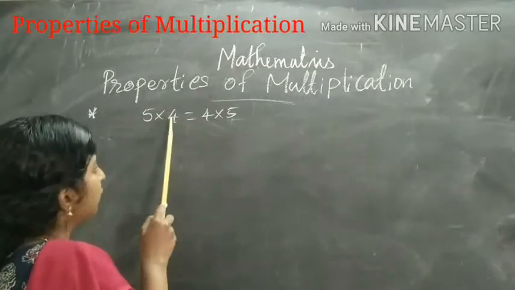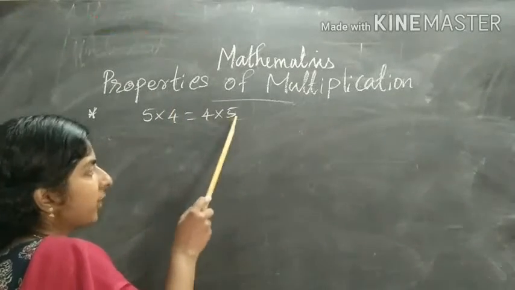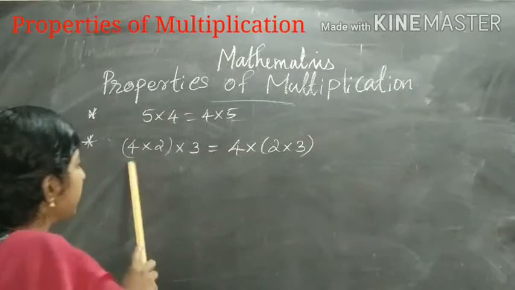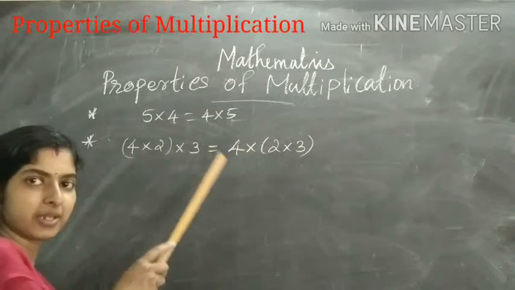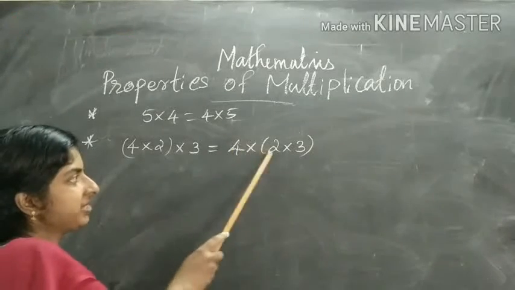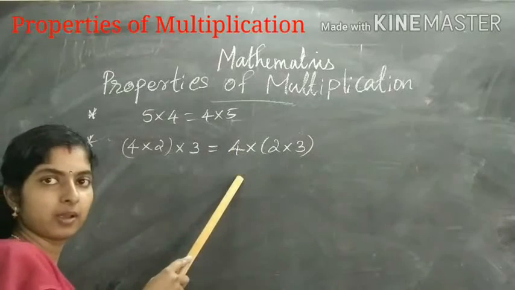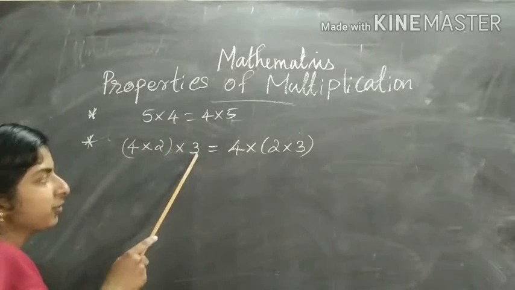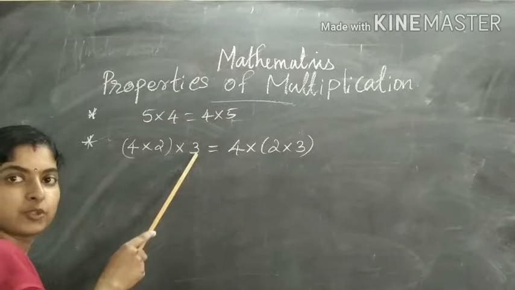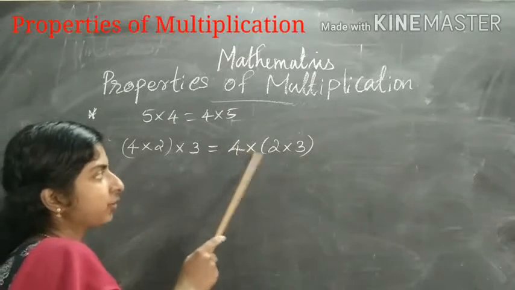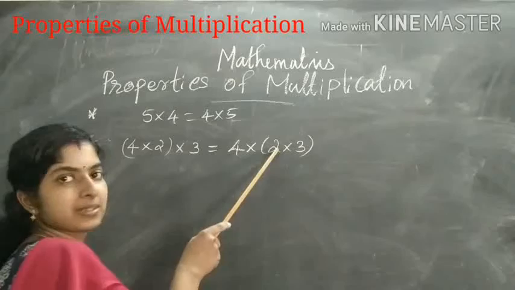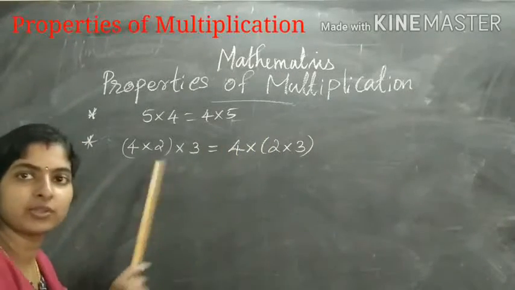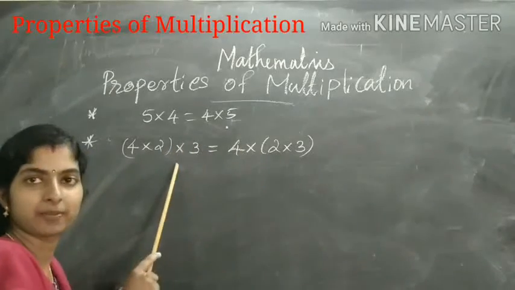Here, 5 into 4, 20. 4 into 5, 20. Okay. The next one. Product of three numbers does not change with change in regrouping. Okay. Here, 4 into 2, 8. 8 into 3, 8 3s are 24. Here, 4 into 2 into 3, 6. 6 4s are 24. Okay. Both are same. Both the sides are same.